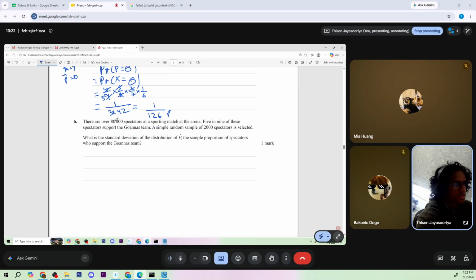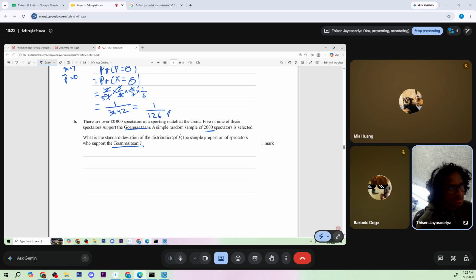Here, there are 80,000 spectators. 5 in 9 of these spectators support this team. A random sample of 2,000 is selected. What is the standard deviation of the distribution of people who support this team?